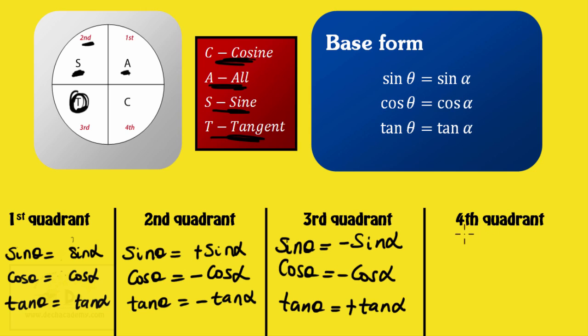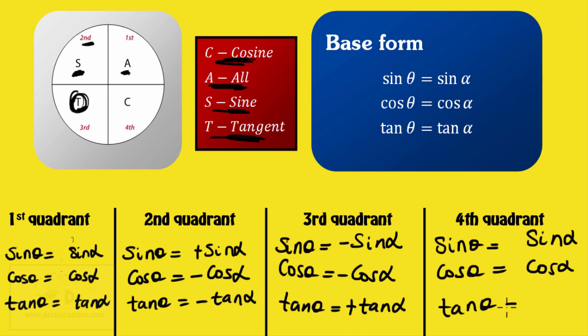Let's deduce the formula for fourth quadrant angles. So we write the base form first. Sine theta is equal to sine alpha, cos theta is equal to cos alpha, and tan theta is equal to the tangent of alpha. Now for an angle in the fourth quadrant, we have C here. And C means that only the cosine of alpha has a positive sign in front of it. The sine of alpha has a negative sign in front of it, and the tangent of alpha has a negative sign in front of it.